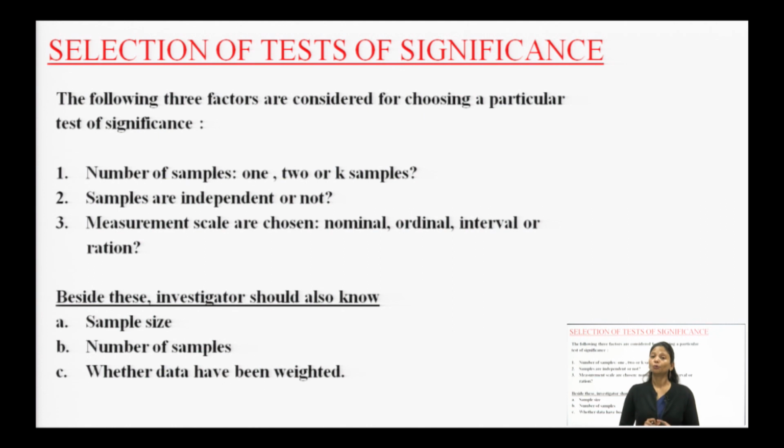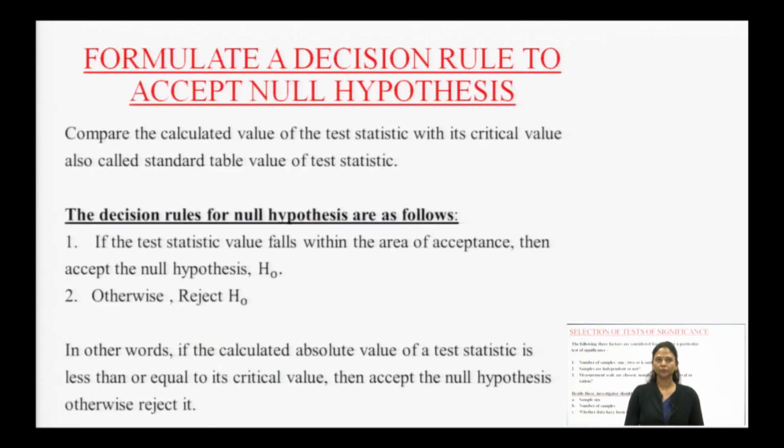The factors considered while choosing a particular test of significance include whether you want a 1% level of significance or a 5% level of significance, the number of samples, whether the samples are independent or not, and the measurement scale you are choosing: nominal, ordinal, interval or ratio scale. There are different kinds of scale which we have already studied in research methodology. These are the different kinds of scale on which the test of significance depends. Besides these, the investigator should also know the sample size, the number of samples, and whether the data have been weighted or not weighted.